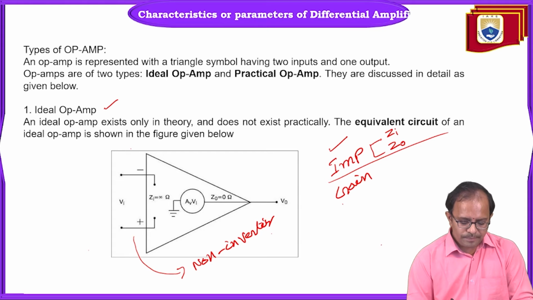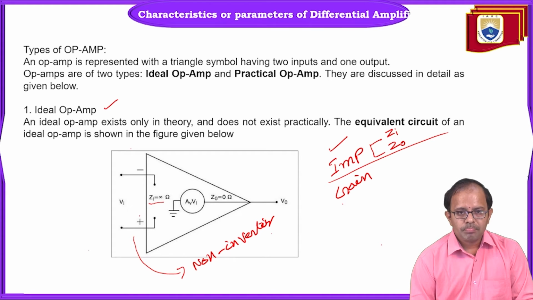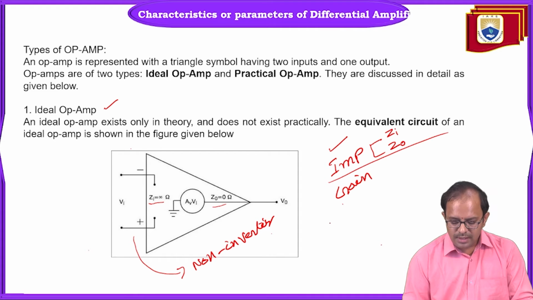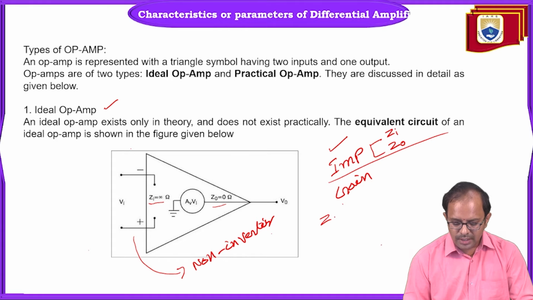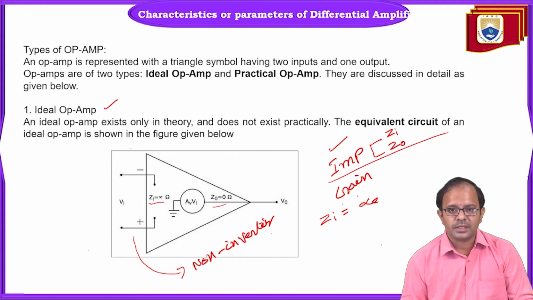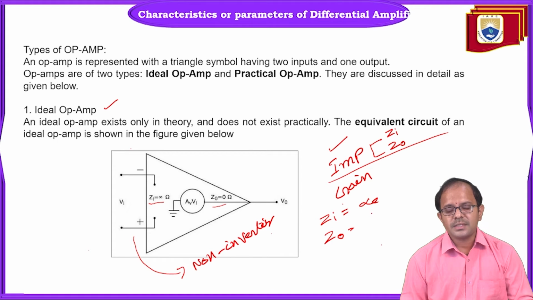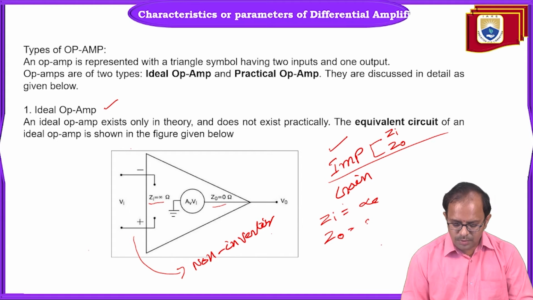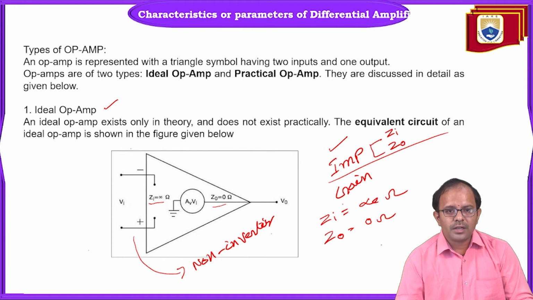If we look at here, we are going to say that input impedance is infinite and output impedance is 0 ohms. So what is it? For a given ideal operational amplifier, input impedance Zi is sufficiently high, which is supposed to be infinite, and output impedance Zo is as minimum as possible, which is supposed to be 0 ohms. Clear? So these two things are truly not possible.